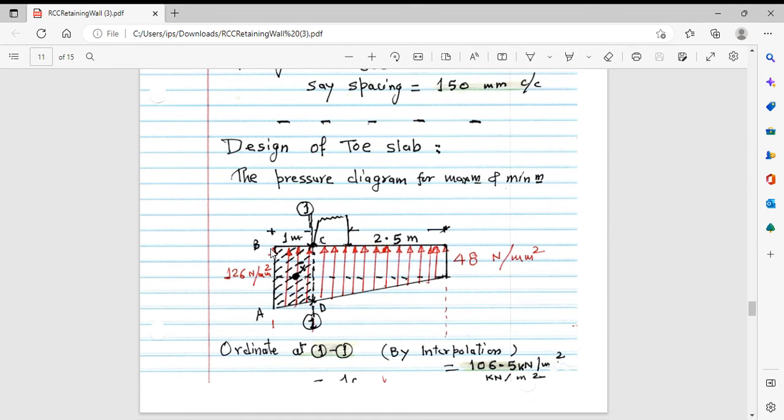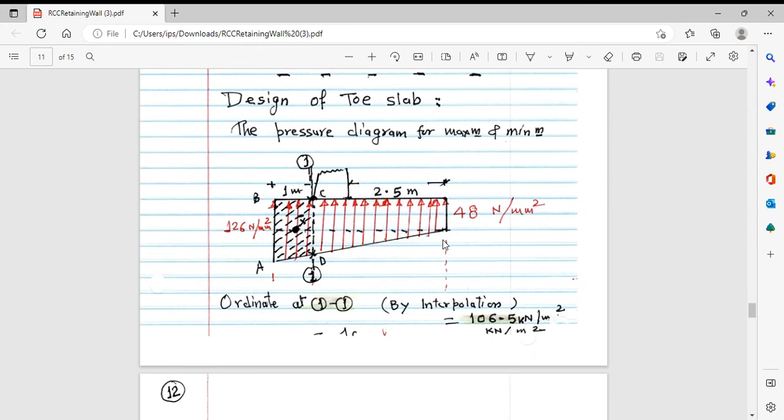Now we have to see the pressure diagram. This is the maximum pressure. This is the minimum pressure. Now at this junction of this stem and the toe, I have to find out the component of the pressure diagram over here. And once we can find out this pressure diagram using this trapezoid, with a maximum ordinate as 126 and minimum ordinate as 48 and total distance as 4 meters.